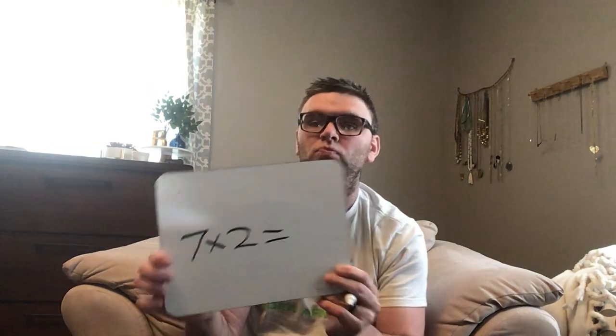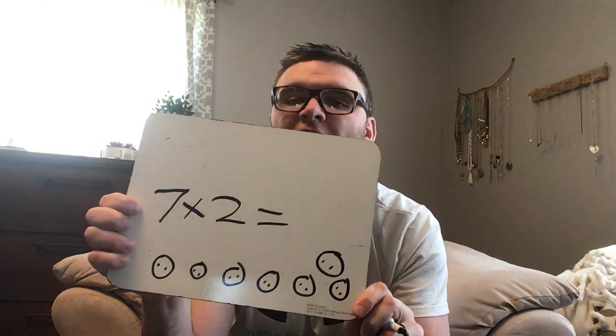So any problem, doesn't matter if it's written forward or backwards, write it the other way. 7 times 2 equals. I can do this a couple different ways, and I'll show you both. 7 times 2, that might mean 7 groups, 2 in each. 1, 2, 3, 4, 5, 6, 7, 8, 9, 10, 11, 12, 13, 14. 7 groups, 2 in each, I get 14.